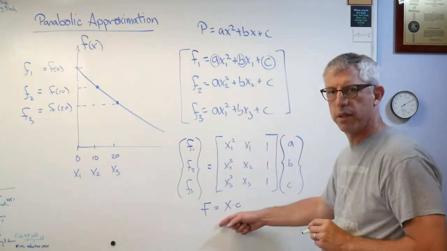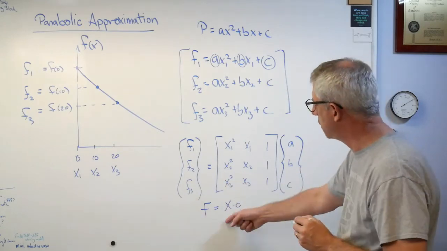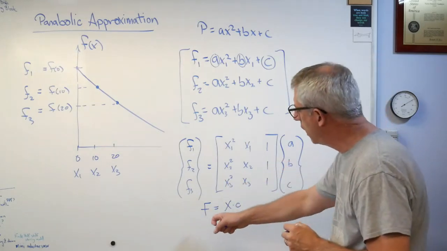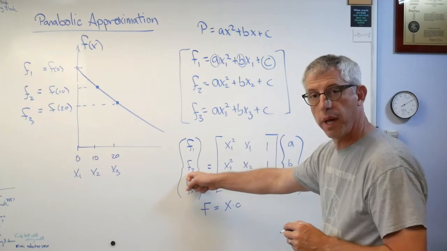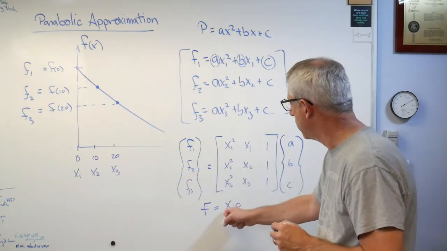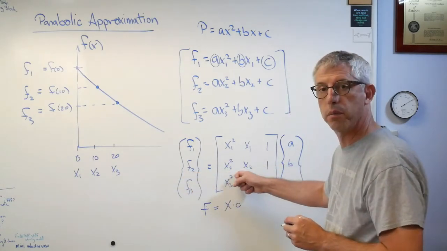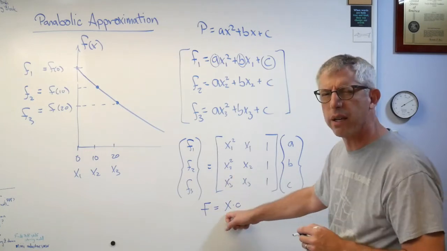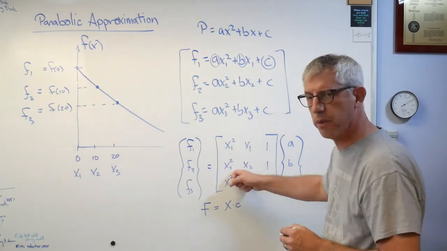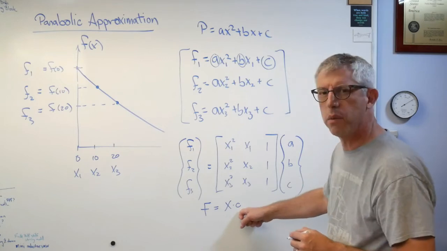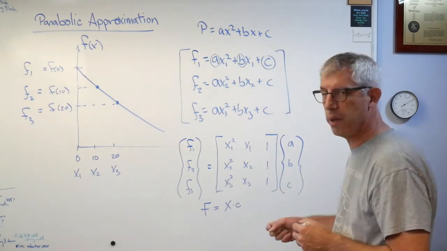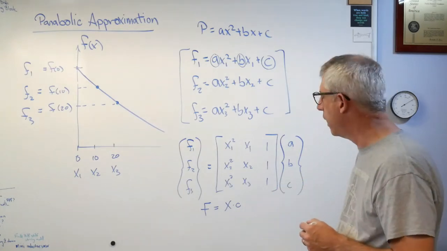I'm kind of pausing because this is really unusual notation. I'm stuck with it because of how I wrote this down. F stands for that vector. X stands for that list of, or that box of numbers. Normally X stands for variables. Here X stands actually for numbers. Normally C would stand for variables. Here it stands for constants we're trying to find.